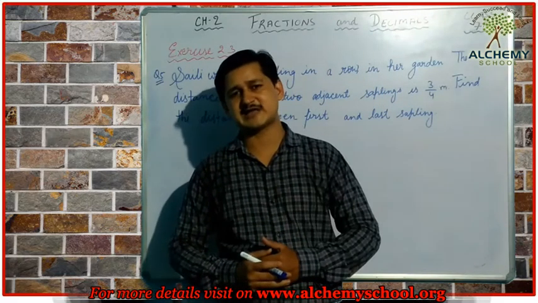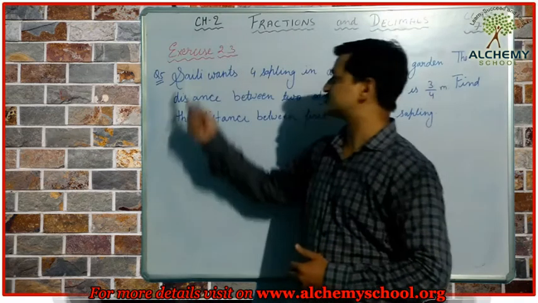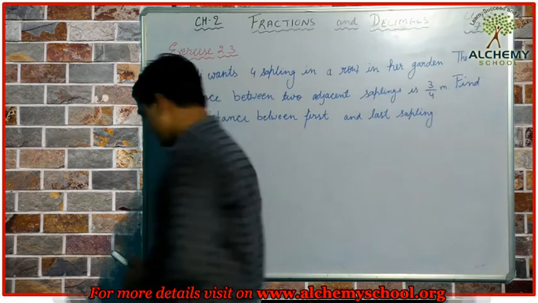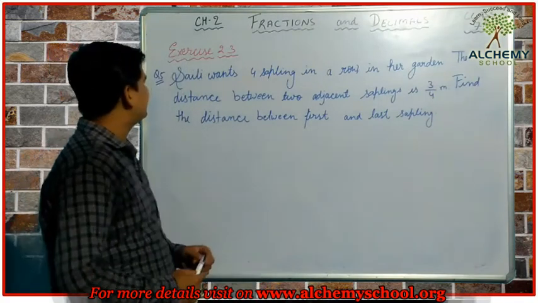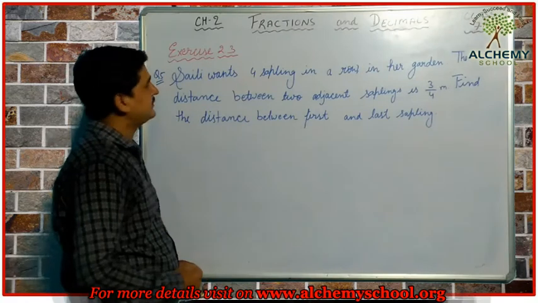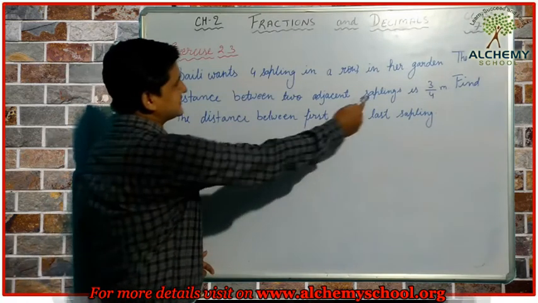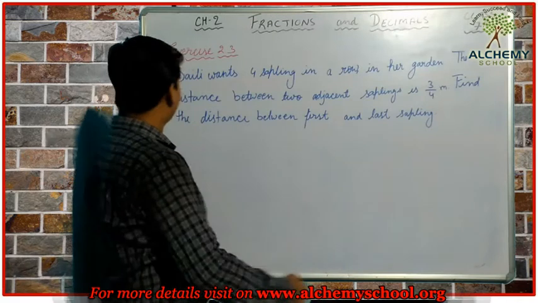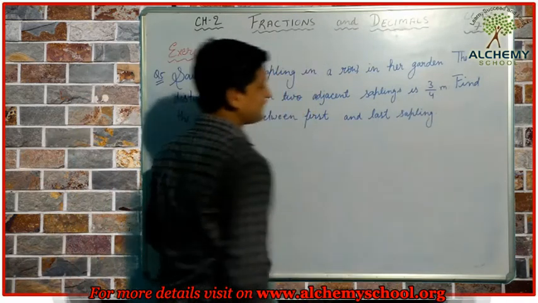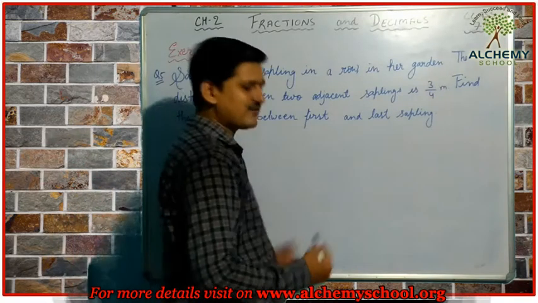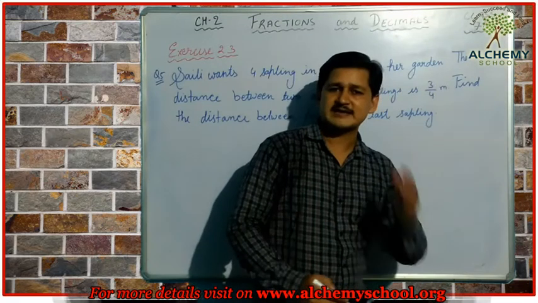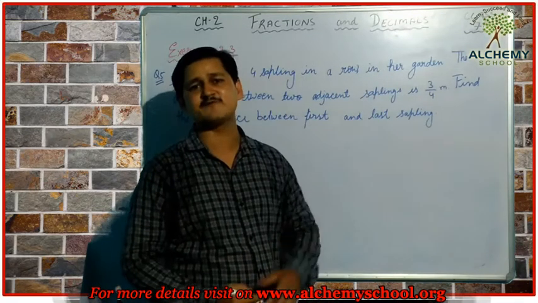Now the next question that we are going to see is question number 5. Okay, so let's see what is given in question number 5. Sally wants 4 saplings in a row in her garden. The distance between 2 adjacent saplings is 3 upon 4 meter. Find the distance between first and last sapling. Okay, so already I told you, whenever we are going to solve a word problem, it is very important to understand the given information.